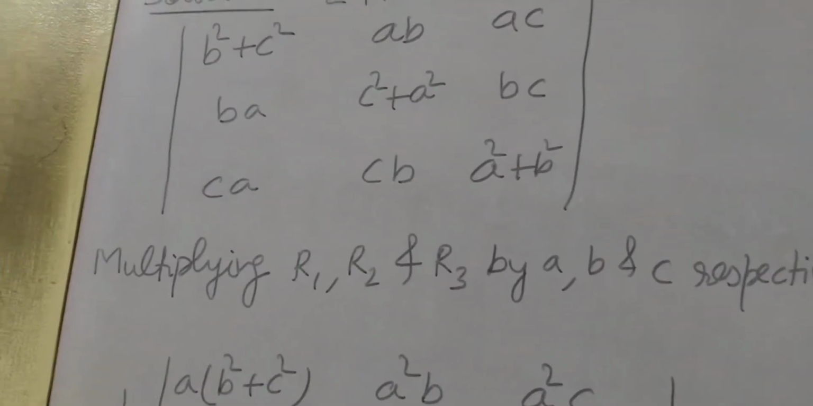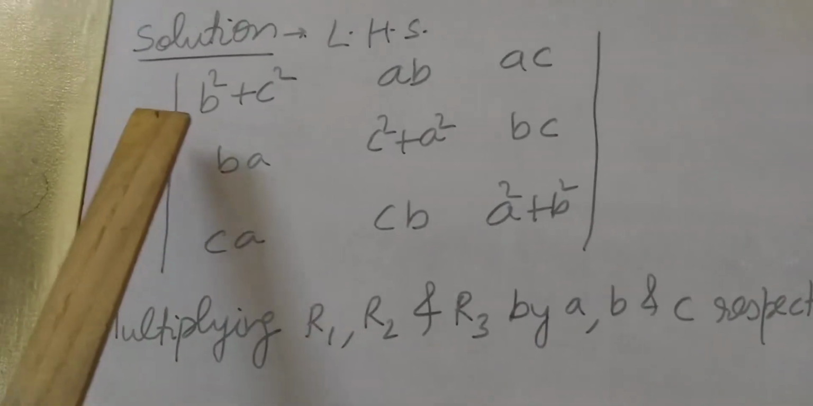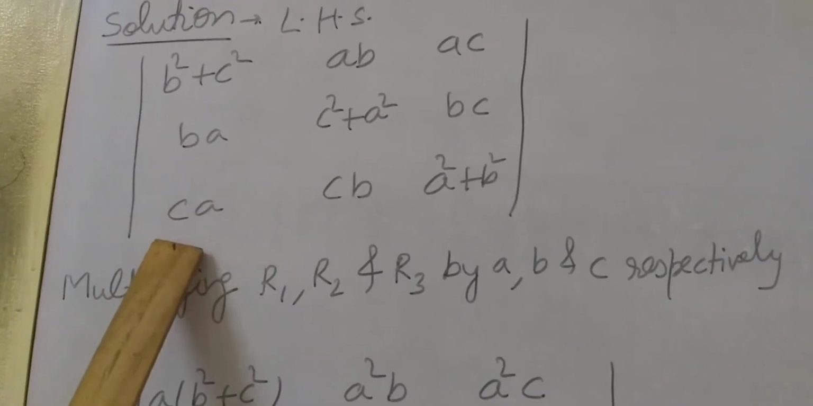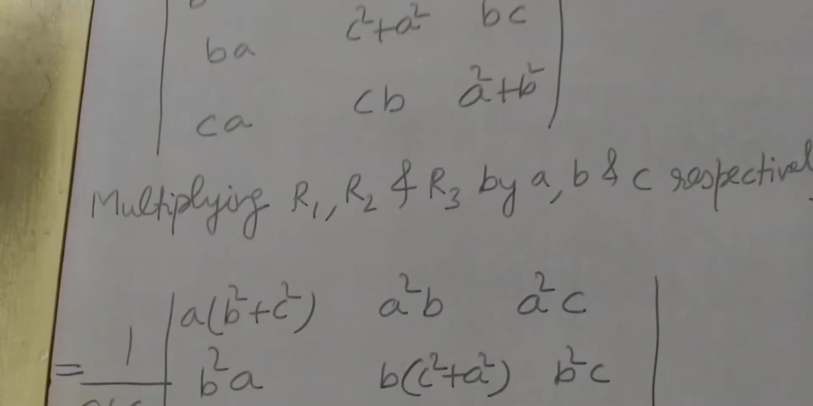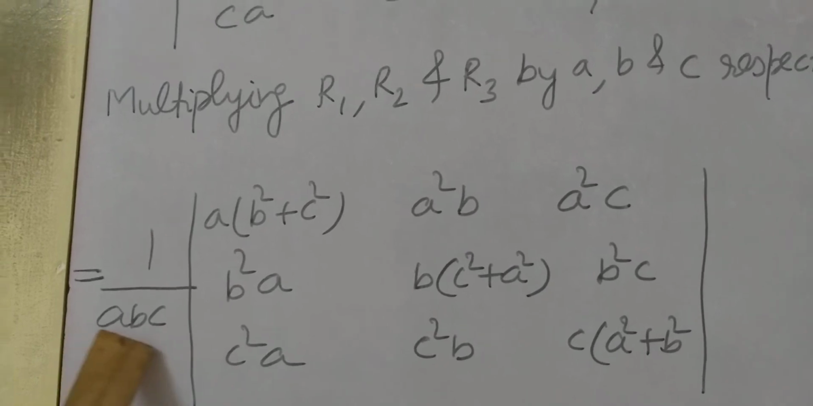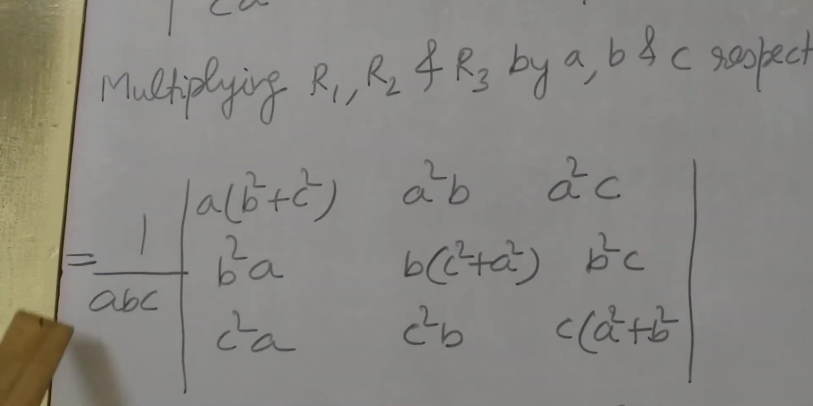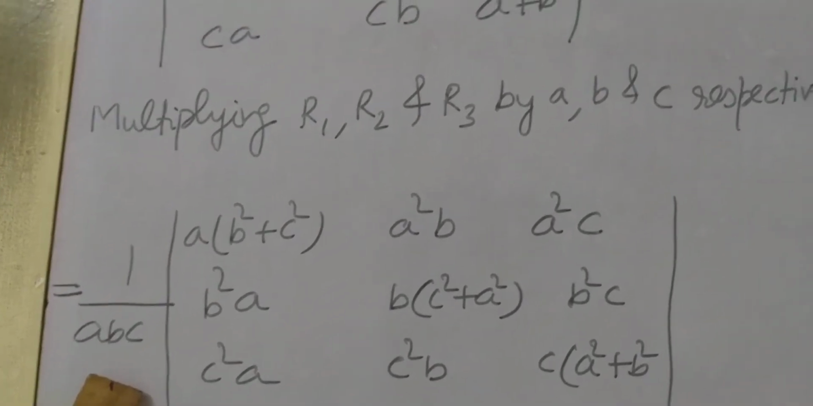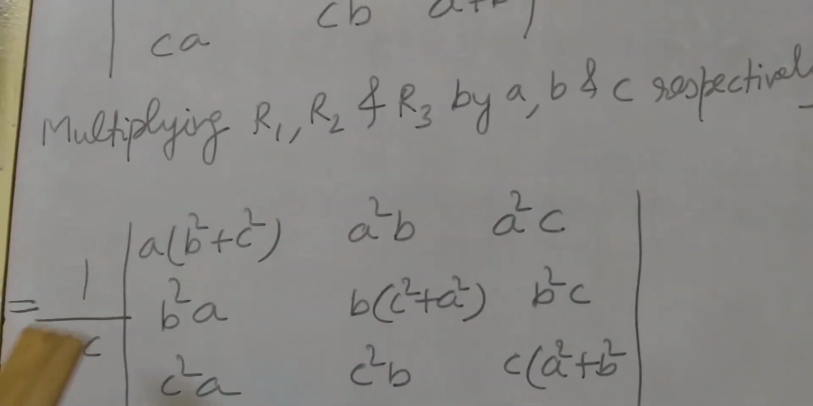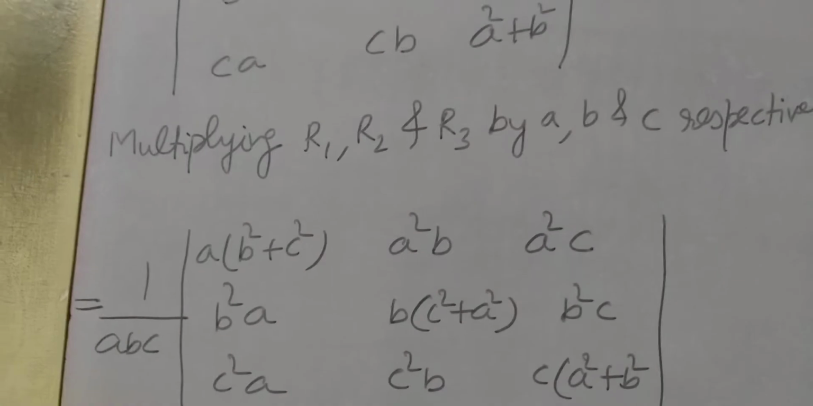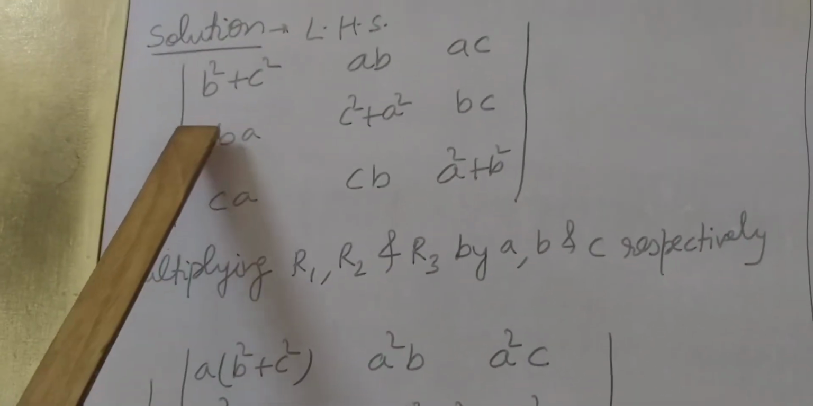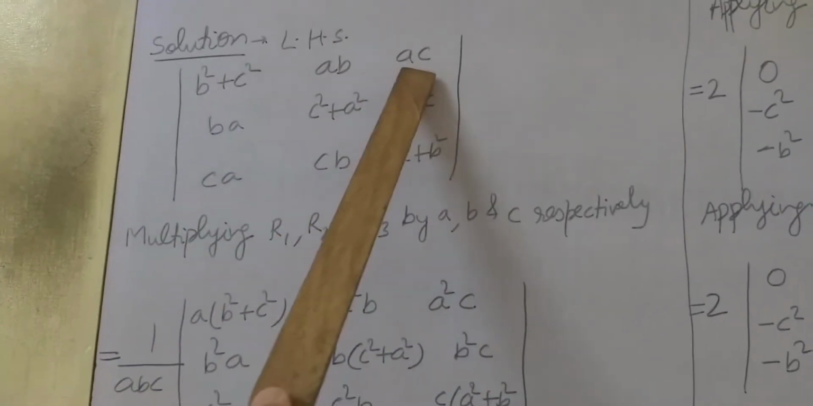Students, we are multiplying the first row by A, the second row by B and the third row by C. Then we have to divide also, so outside we have to write 1 upon ABC. Because we are multiplying rows, we have to divide also. Correct? So let us multiply the first row by A.